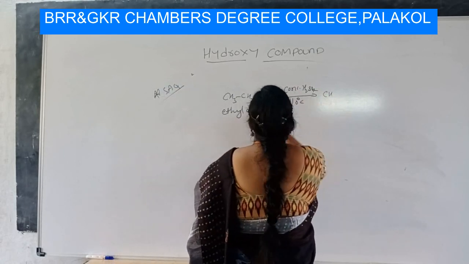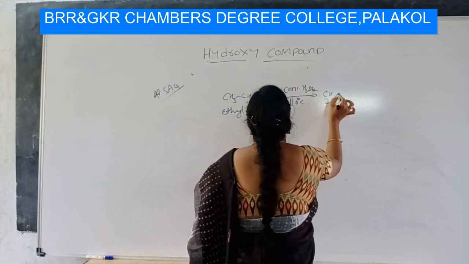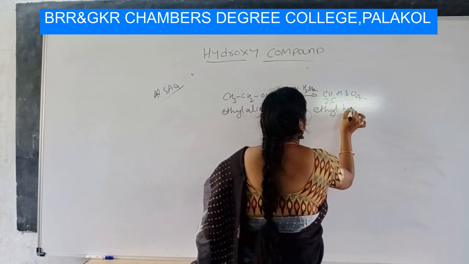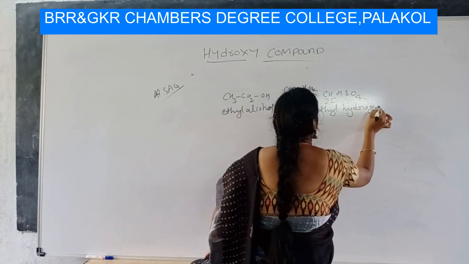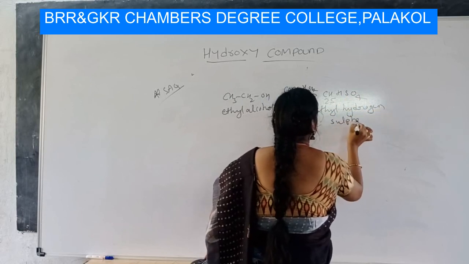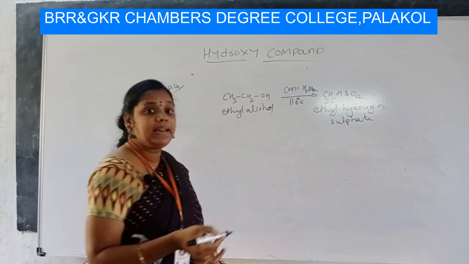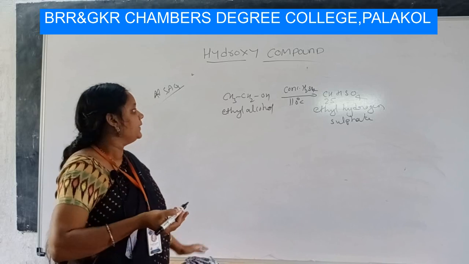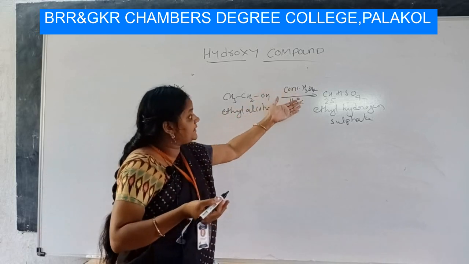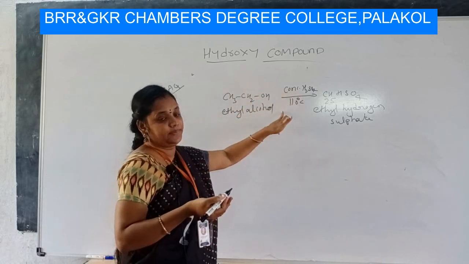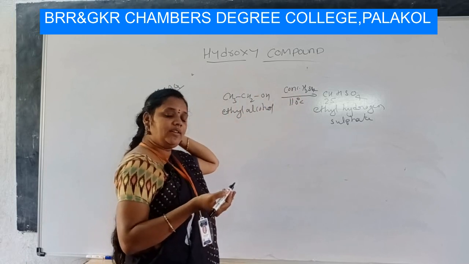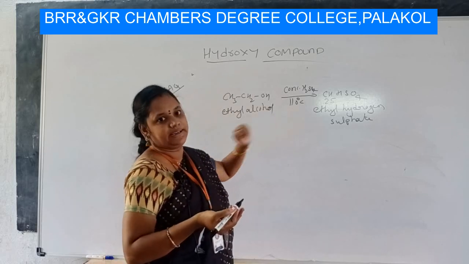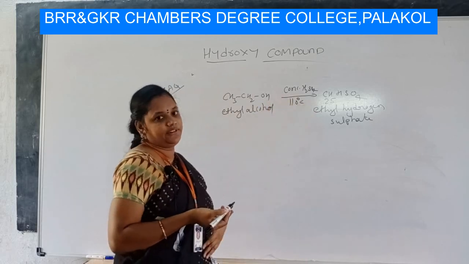It will combine to form C2H5HSO4. Ethyl hydrogen sulfate is formed. If you take concentrated sulfuric acid at 110 degrees centigrade, whereas in the earlier case we took it at 200 and 300 degrees centigrade, ethyl hydrogen sulfate is formed.